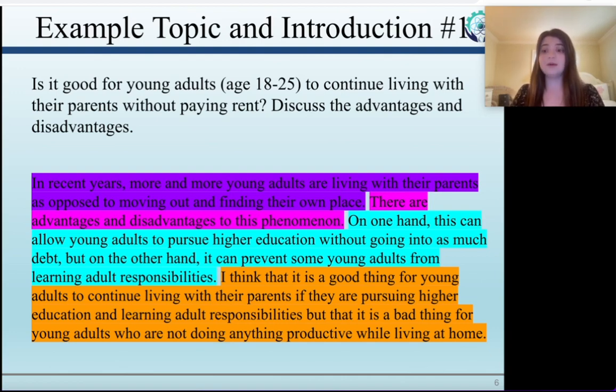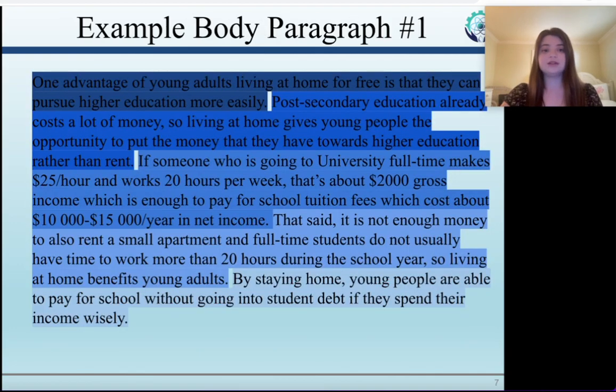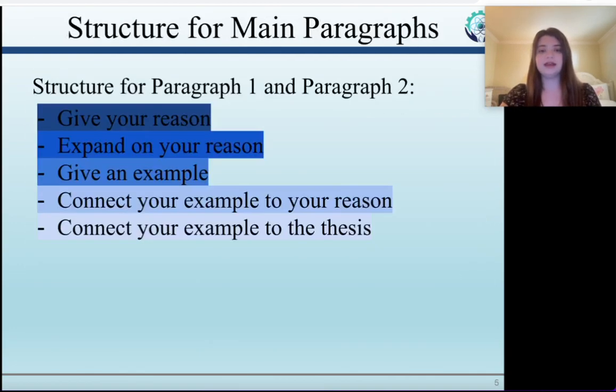And then we have to always connect everything back to the thesis, and the thesis is in orange, okay? So we have to connect it back to feeling that it's a good thing in some cases, right? If we're pursuing higher education and learning adult responsibilities, but not good if we're not doing anything productive. So we have to connect it back to that main thesis, that main point, okay? All right, so let's go ahead and move on to paragraph one and paragraph two.